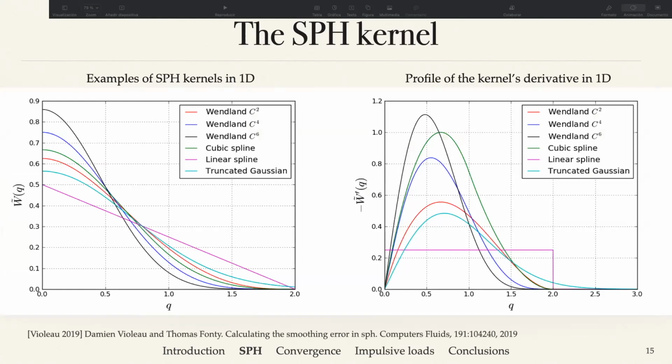On the left, we have the radial profile of the kernels, namely the 3 Wendland kernels and also the cubic and linear spline. And on the right, you see the radial profile of the kernel's derivative. I would like to mention here the fact that recent research, like the works by Damien Violeau and collaborators, showed the interest in using the standard deviation as a scaling parameter instead of the smoothing length. I must admit that I agree to a certain extent with these considerations, but on the other hand, there are some interesting points in using the smoothing length. I won't discuss that, just thought it was worth mentioning.